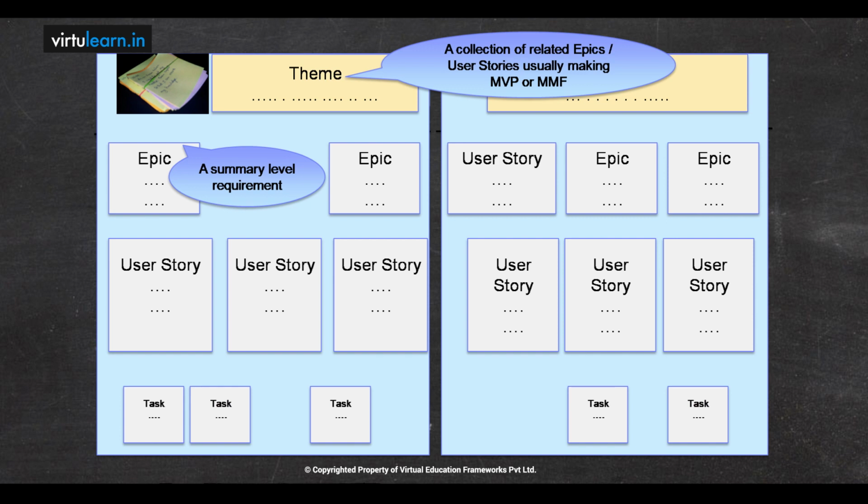In the hierarchy of the requirements, we have more details as we move down in the hierarchy. User stories have better details than epics. Tasks have more granular details.